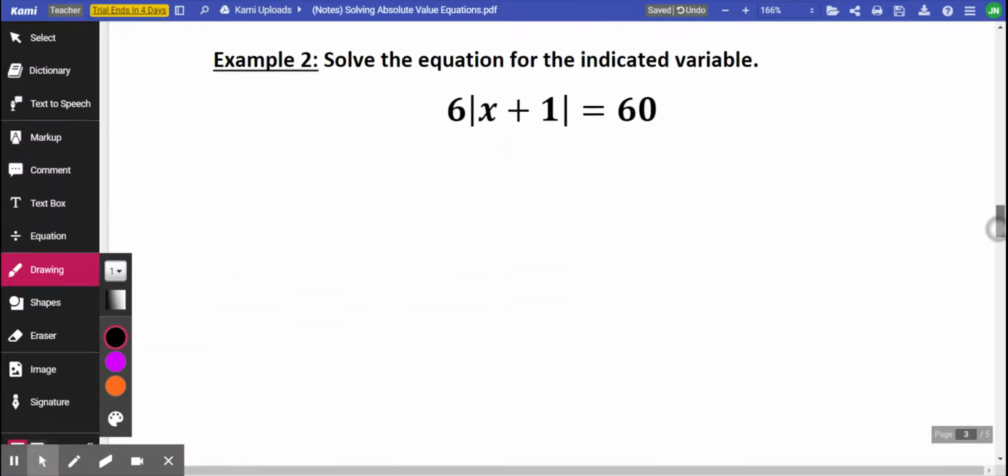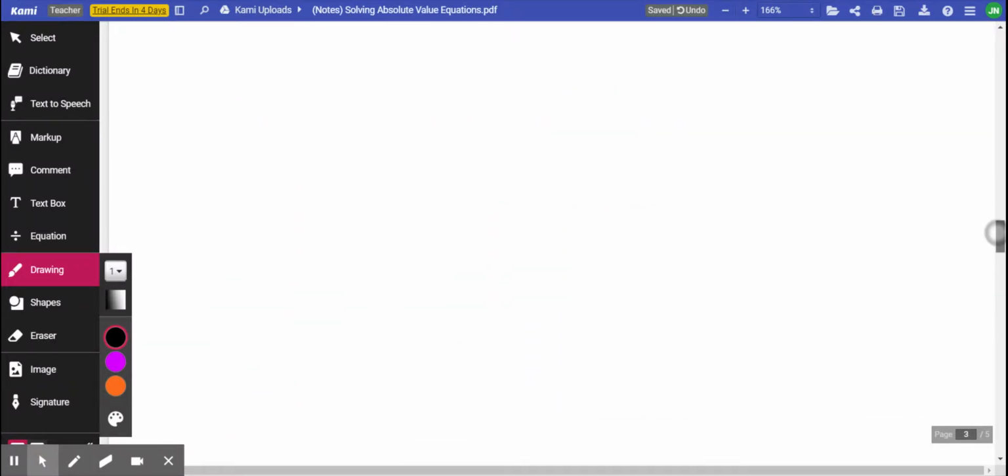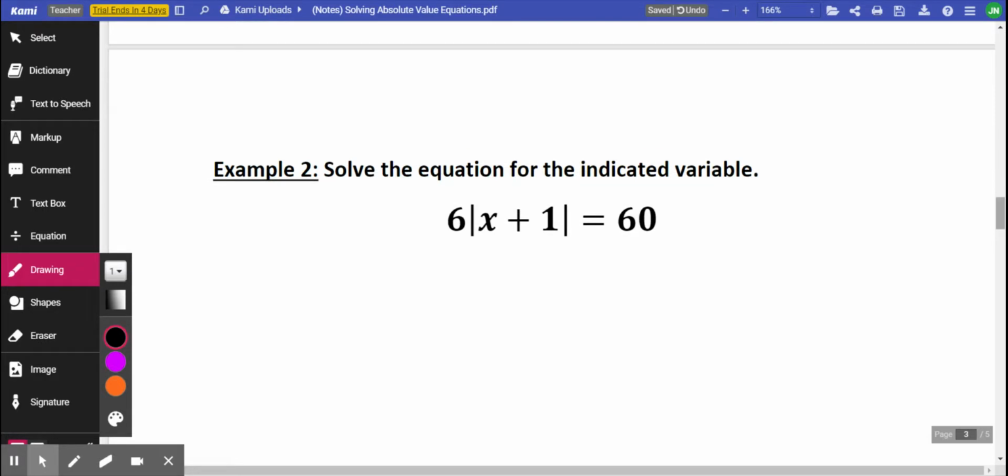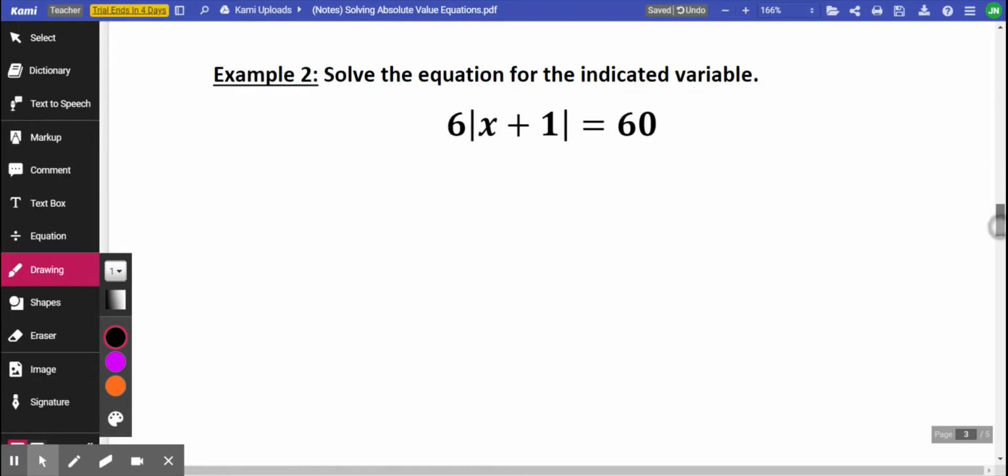Okay, so example number 2. That's it. Same idea. Like I said, you're not going to learn anything new except for the steps. Solve the equation for the indicated variable, which means you have to solve the absolute value equation. So first thing we need to do is get the absolute value symbol by itself. The question is, is the absolute value symbol by itself now? And the answer is no, it's not. There's a 6 next to it, right? So whenever there's a 6, or there's a number next to it or anything around it, get rid of it. Same thing that we did with the emoji or the happy face. Let's do the same thing here.